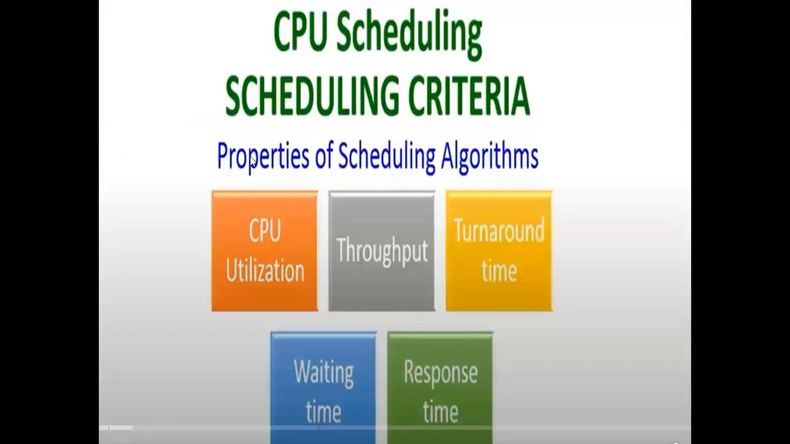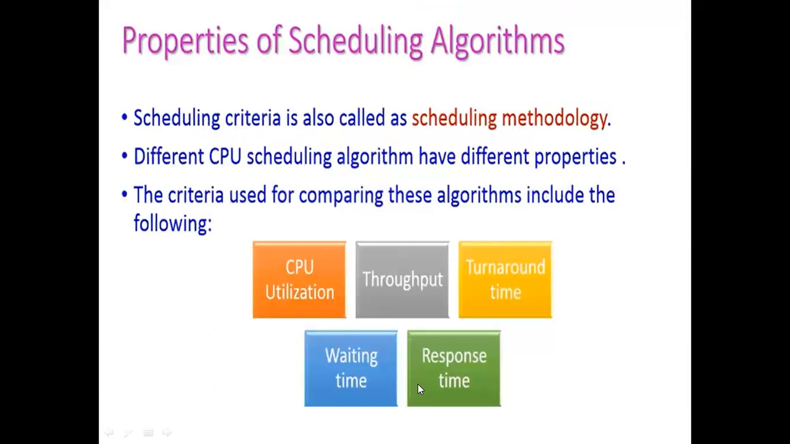Next, we'll see the properties of scheduling algorithms, otherwise called scheduling criteria. There are 5 properties: CPU utilization, throughput, turnaround time, waiting time, and response time. This scheduling criteria is also called scheduling methodology. Different CPU scheduling algorithms have different properties. We'll see about these 5 properties.